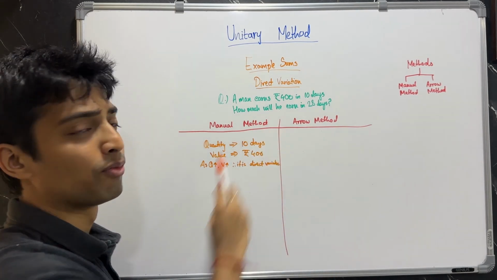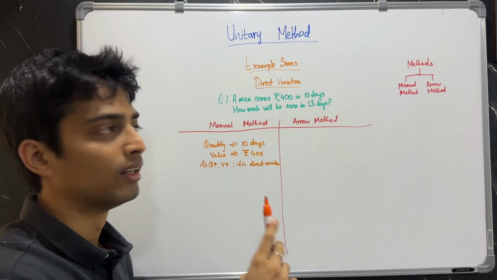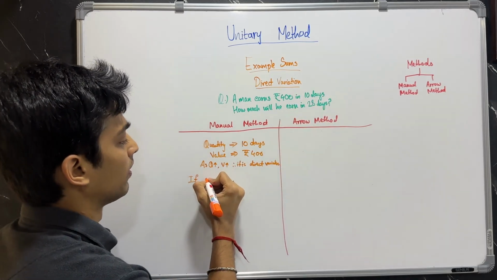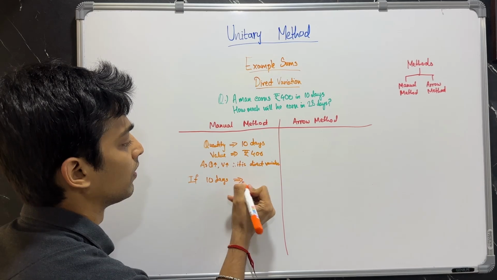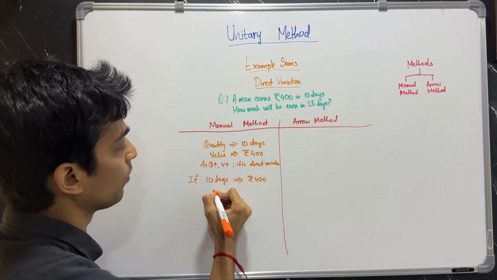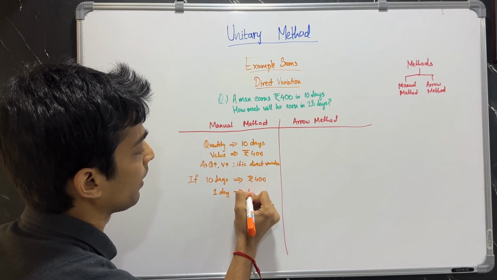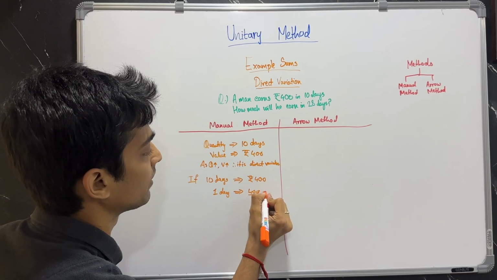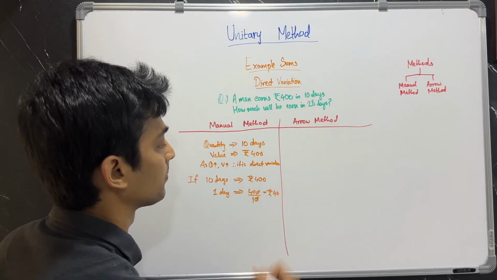In 10 days he is earning 400 rupees. Let's find out how much he earns in 1 day. First we calculate the value of 1 unit. We can write if 10 days 400 rupees, then 1 day will be 400 divided by 10, which is 40 rupees.